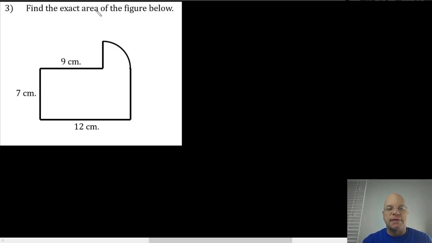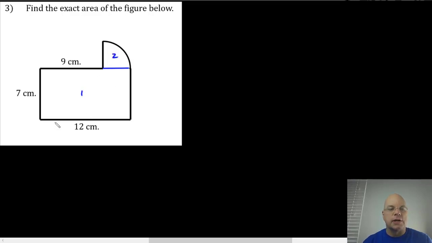Problem 3 asks us to find the exact area of this figure below. This is a composite figure. It has a curve, so it's not even a polygon. We have to figure out how we can break it up into shapes. And this one's pretty straightforward. If you draw a line here, then you have a rectangle. Shape 1 is a rectangle.